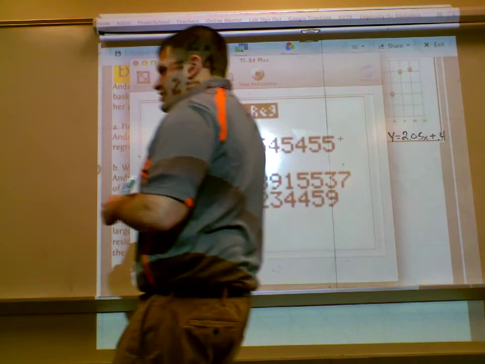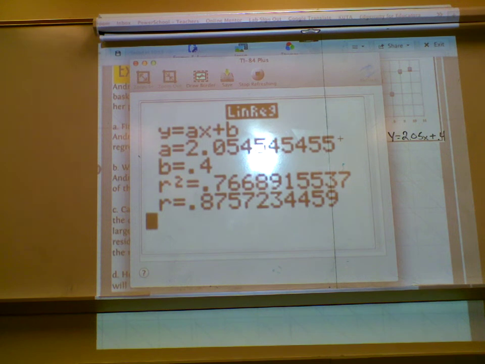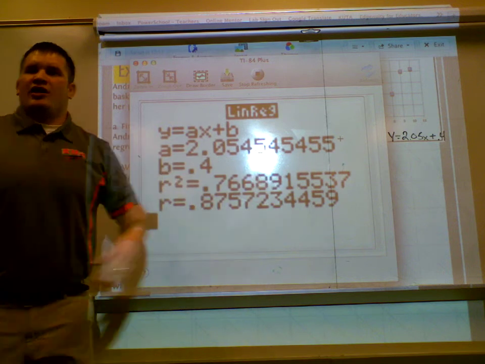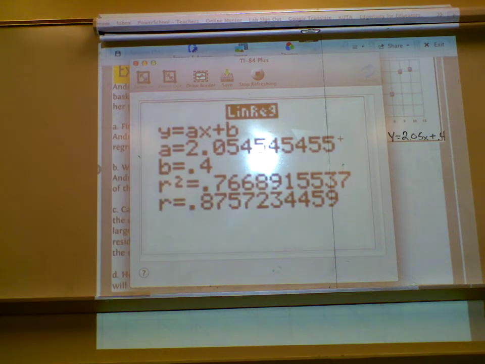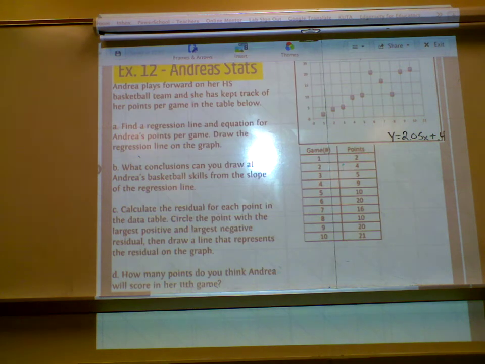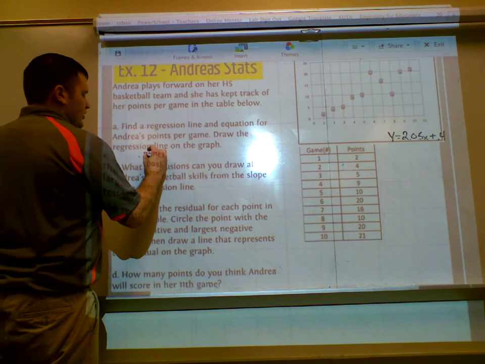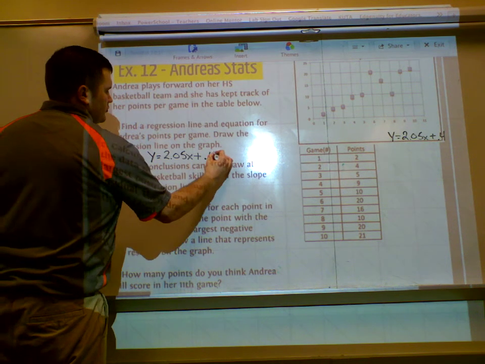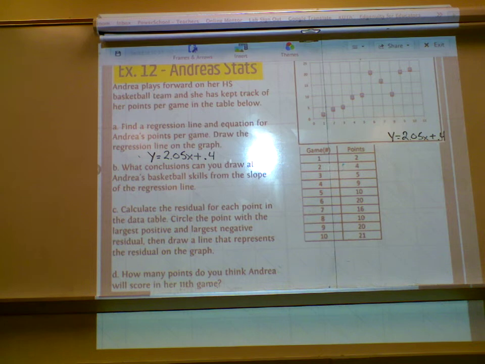Since this is basketball points, it's probably okay to have 2.05. If this was billions of people in the US, or millions, you might want to take this down a little further. But basketball points are typically whole numbers. So now we have our equation: y equals 2.05x plus 0.4. Does that make sense? Are there any questions?